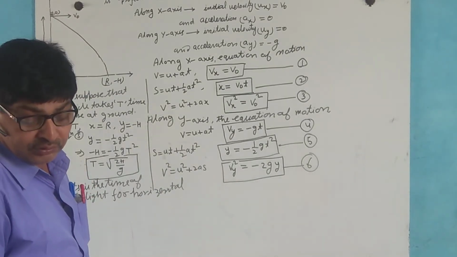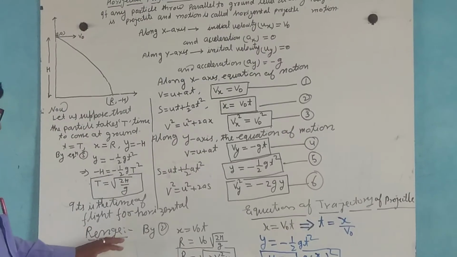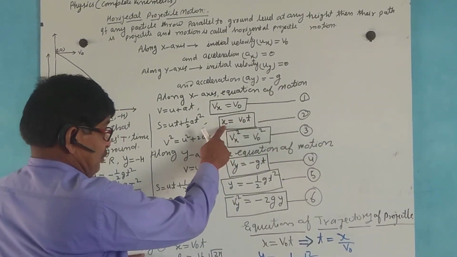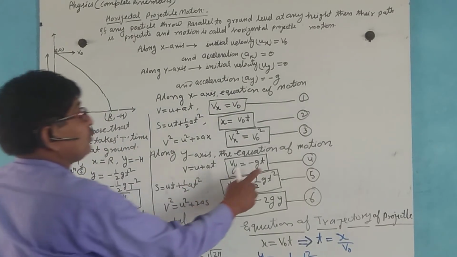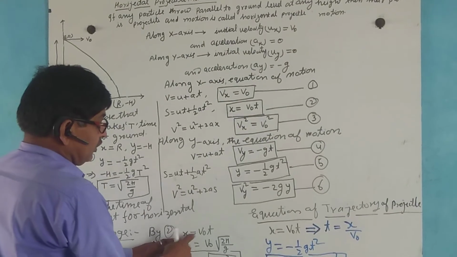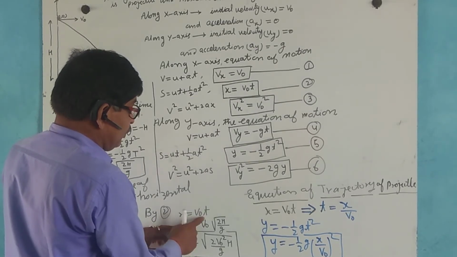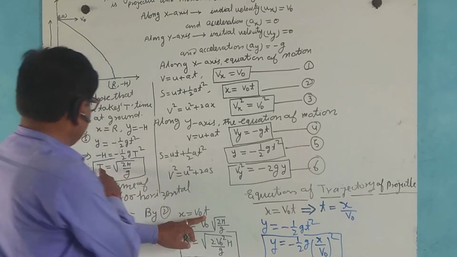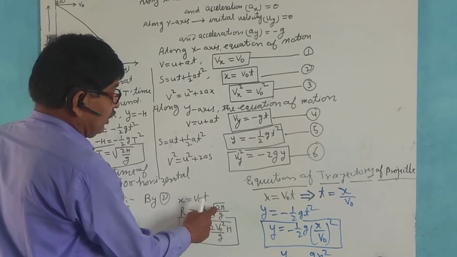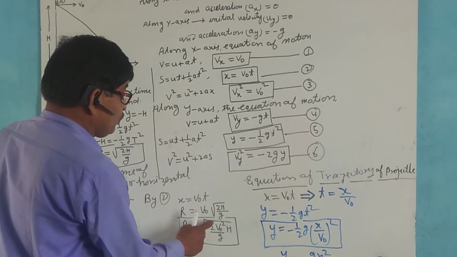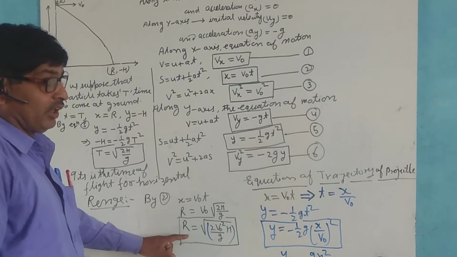Now for the range, by equation 2, x is equal to v0 t, because the range is parallel to the x-axis and the height is parallel to the y-axis. So R is equal to v0 T, where v0 is the initial velocity along the x-axis and T is the time of flight, the square root of 2h by g. So R is equal to v0 times the square root of 2h by g. This is the range.